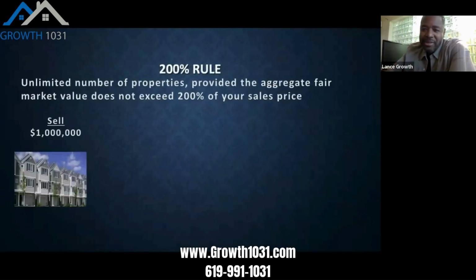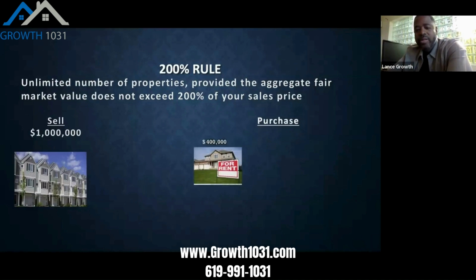But if 3 options isn't enough, you can use what's called the 200% rule. Under this rule, as it reads, you can identify an unlimited number of properties provided that the aggregated sum does not exceed 200% of your initial sales price. So to all your mathematicians out there, a quick quiz. If I sell for $1 million, but I can only purchase in increments of 400,000, how many properties can I identify before I violate this rule? Go.